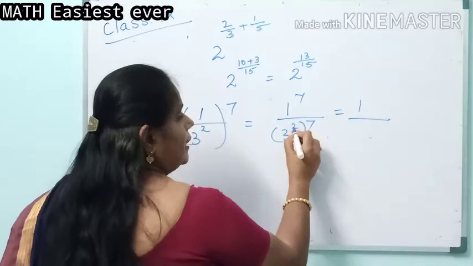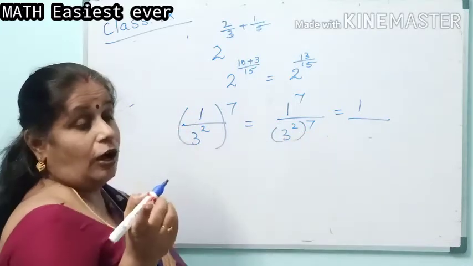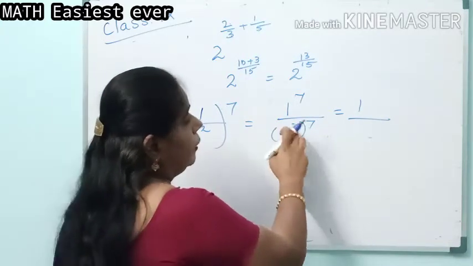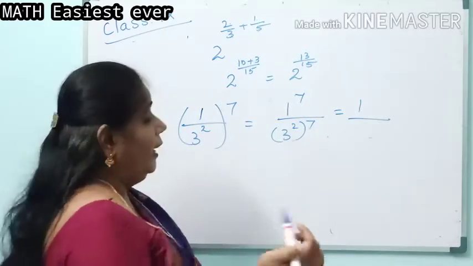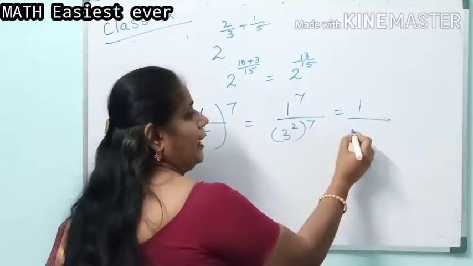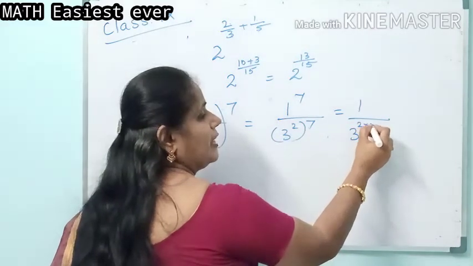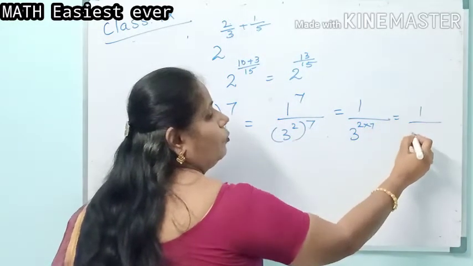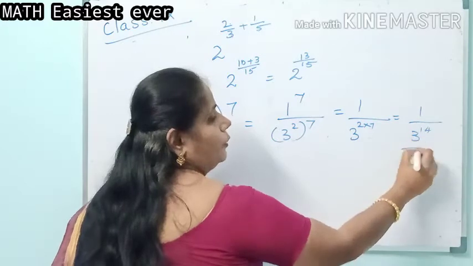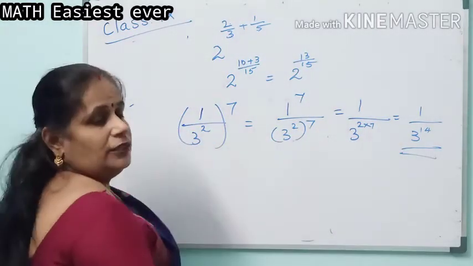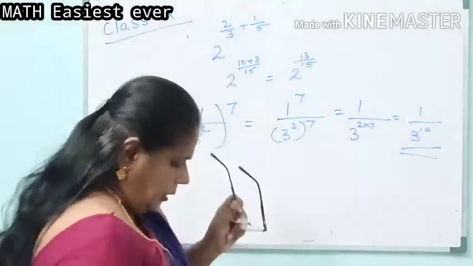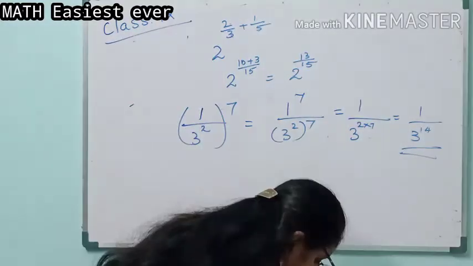By 3 raised to... you just check it is of which law? a raised to m whole raised to n. What is a raised to m whole raised to n? It's the third law: a raised to m into n. 3 raised to 2 into 7. So what will you get here? 1 by 3 raised to 14. 2 into 7 is 14. Okay, we'll go for the next question.